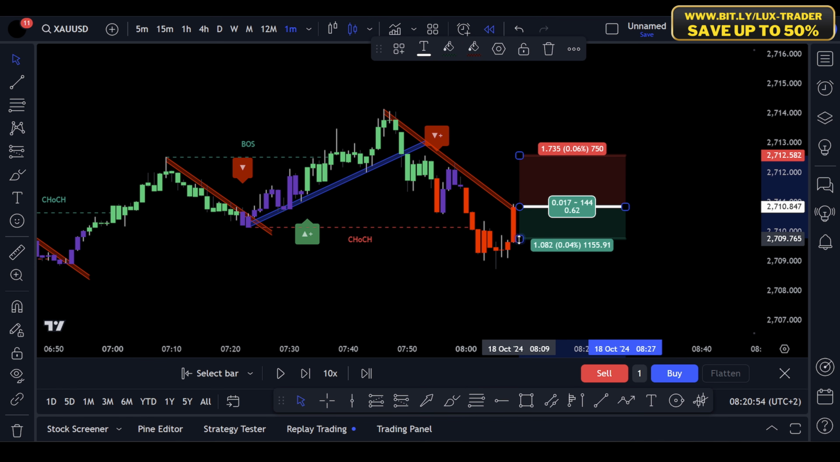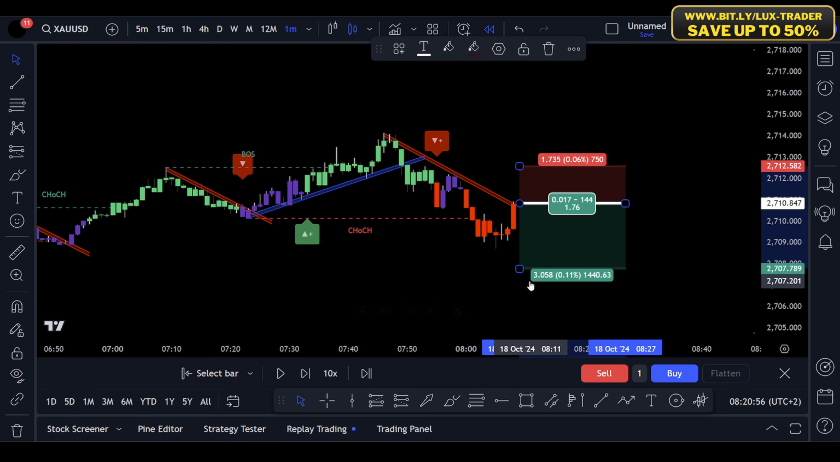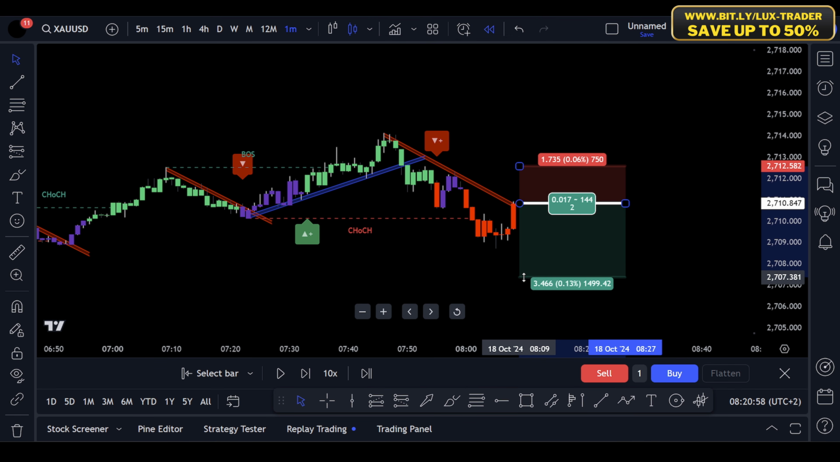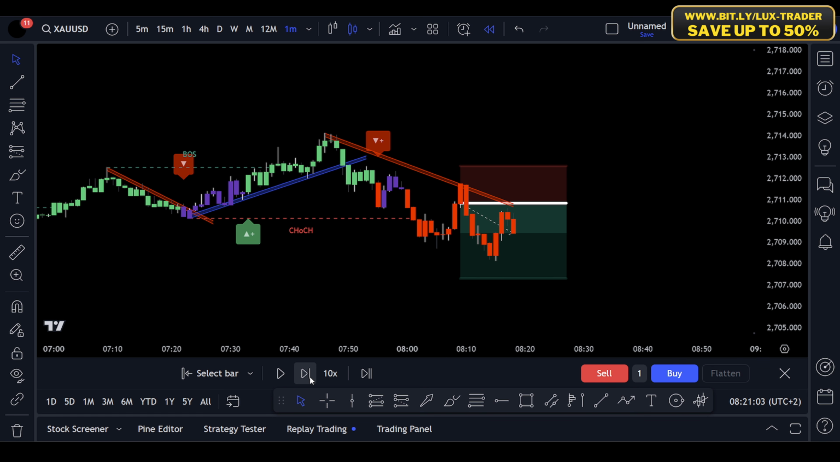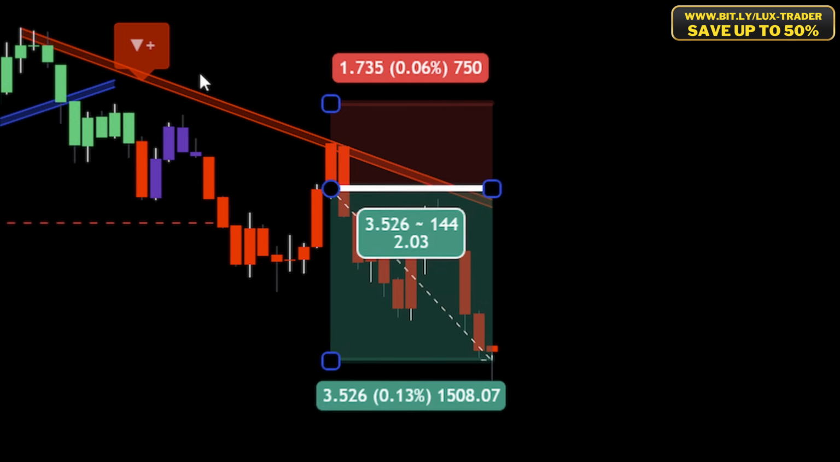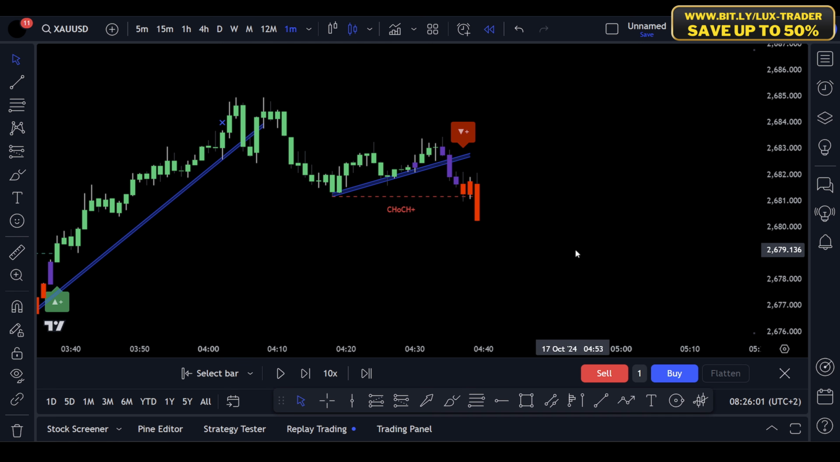Once you're ready to enter, set your stop loss just above the trend line or the recent swing high. For your take profit, use again a 1-to-2 risk-reward ratio to maximize potential gains. Alright, now let's see one more sell trade example.